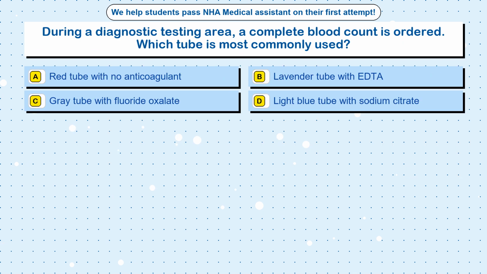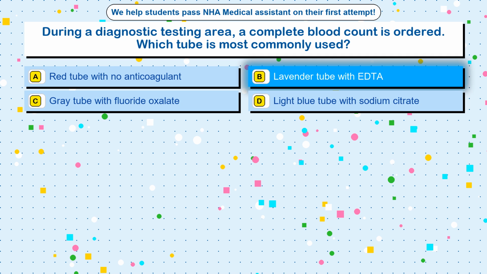Question 57. During a diagnostic testing area, a complete blood count is ordered. Which tube is most commonly used? Option A. Red tube with no anticoagulant. Option B. Lavender tube with EDTA. Option C. Gray tube with fluoride oxalate. Option D. Light blue tube with sodium citrate. The correct answer is option B.